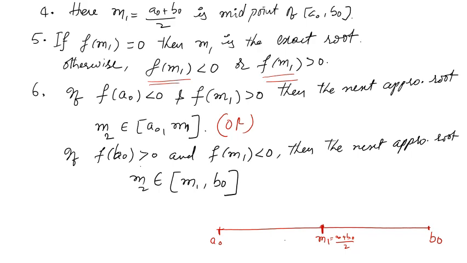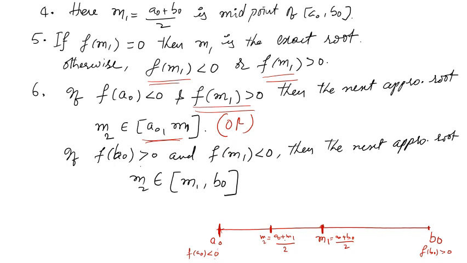Let us suppose that F of A0 is negative. Let me assume F of A0 less than 0 and F of B0 greater than 0. If I calculate M1, and F of M1 is positive, then what is this? A negative and a positive. Then the root lies between which interval? A0 comma M1. And what is that root? M2. And what is its value? It is again the midpoint of this A0 comma M1 interval. This is the next approximate root.